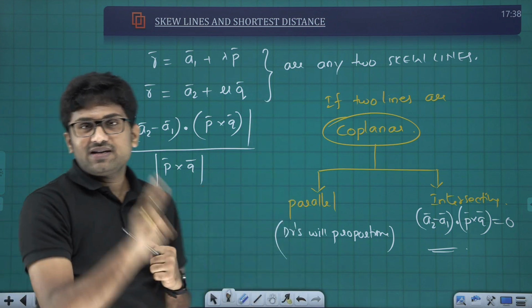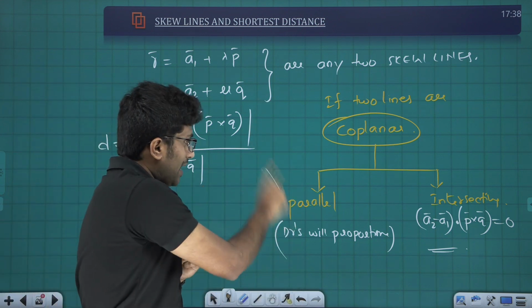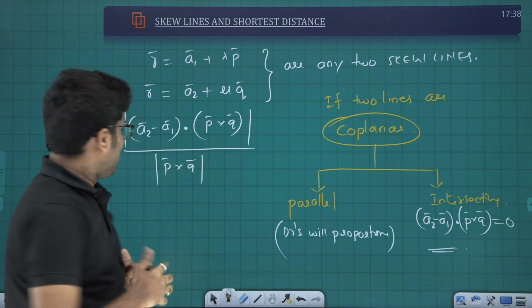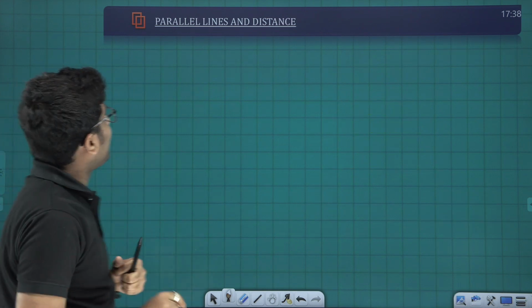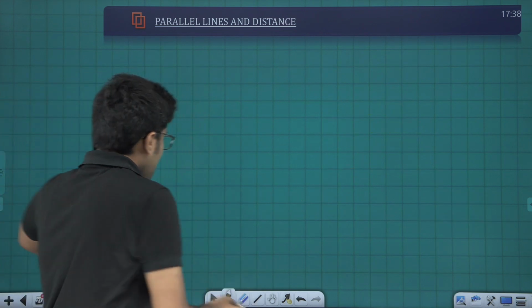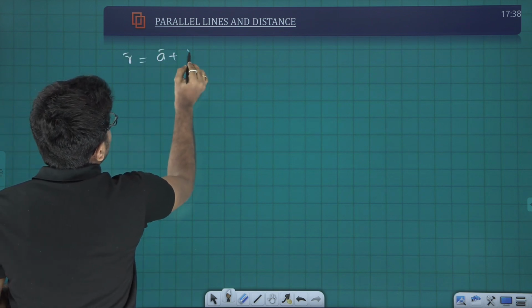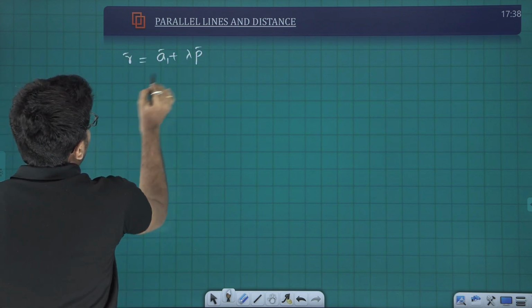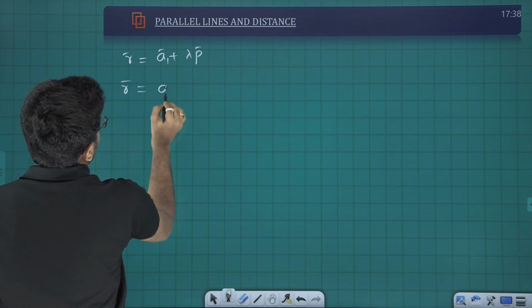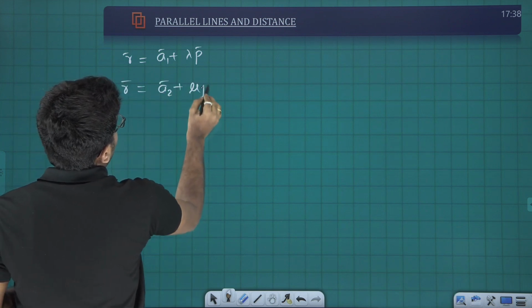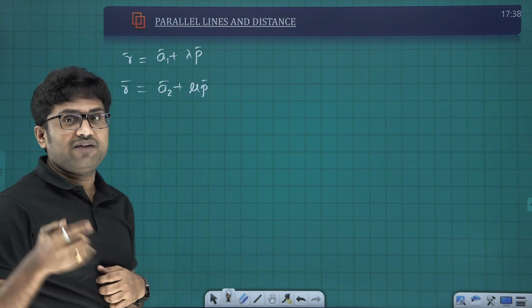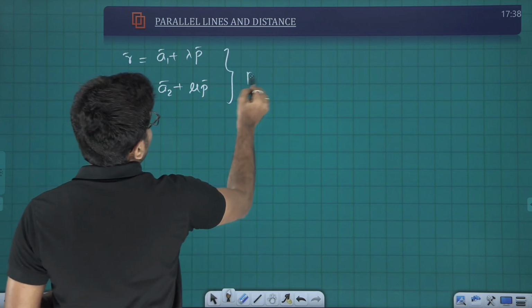Two coplanar lines can only be parallel or only be intersecting. Next, parallel lines and their shortest distance. Same case like before. R bar is equal to A1 bar plus lambda P bar, and R bar is equal to A2 bar plus mu P bar, because if they are parallel, they will have the same support. These two are two parallel lines.